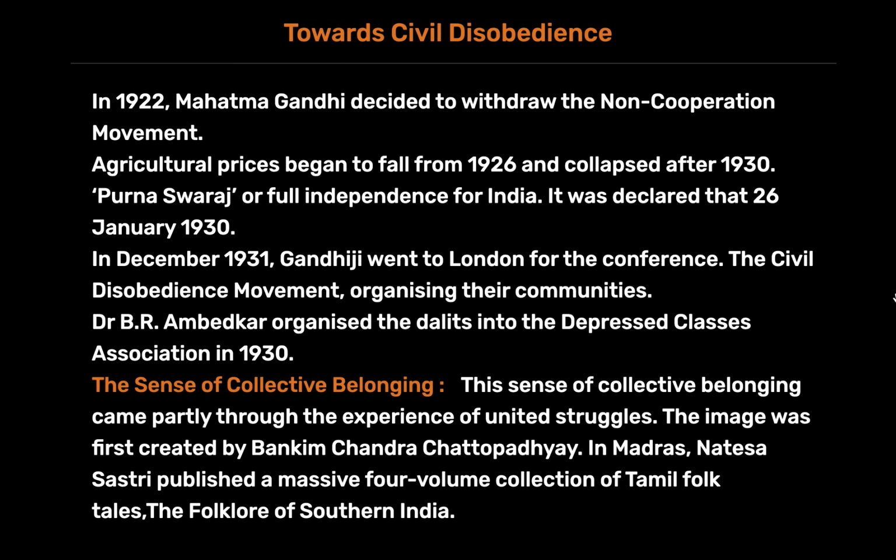The limits of civil disobedience. Dalit participation in the civil disobedience movement. Dr. B.R. Ambedkar organized the Dalits into the Depressed Classes Association in 1930. Muhammad Ali Jinnah, a leader of the Muslim League, was willing to give up the demand for separate electorates. And the sense of collective belonging. This sense of collective belonging came partly through the experience of united struggles.